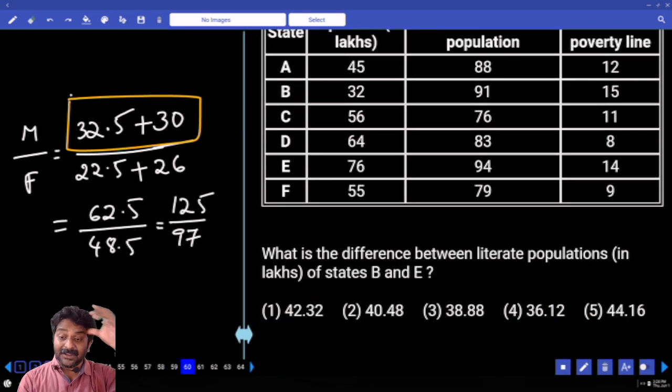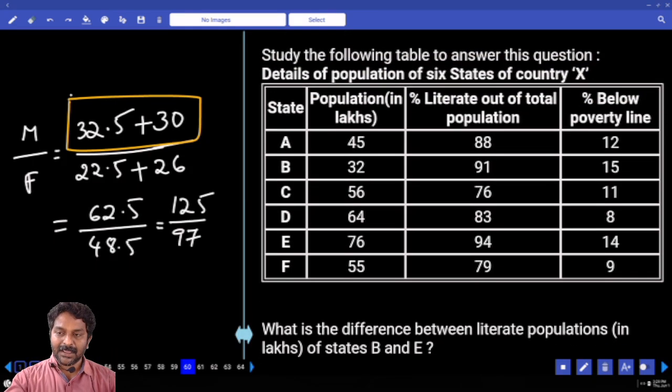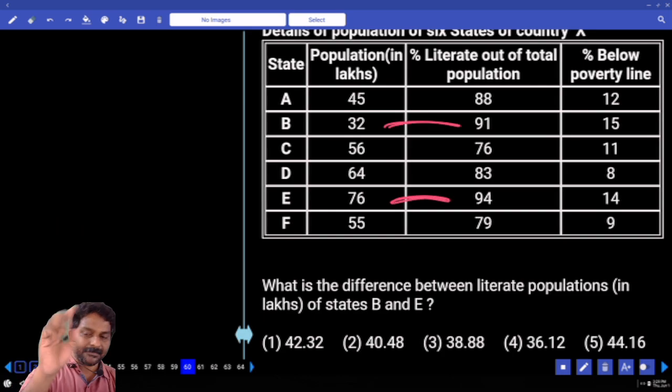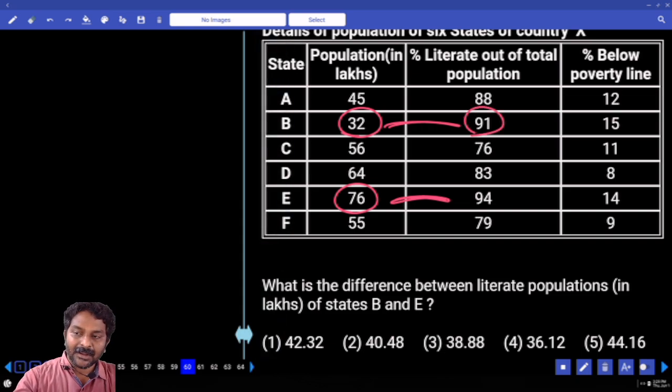What is the difference between the literate population of B and E? Literate population B and E, right? This one and this one. Observe both the numbers and see which numbers are more. 32 and 76, which is more? E is more. 91 and 94, which is more? So in both numbers, the E value is more.